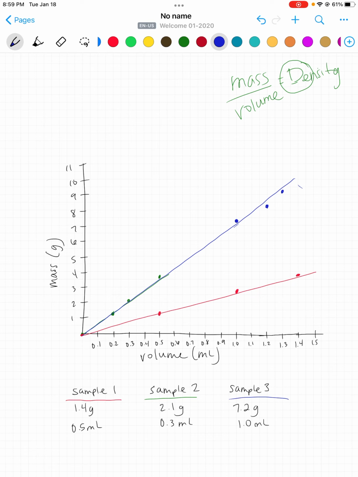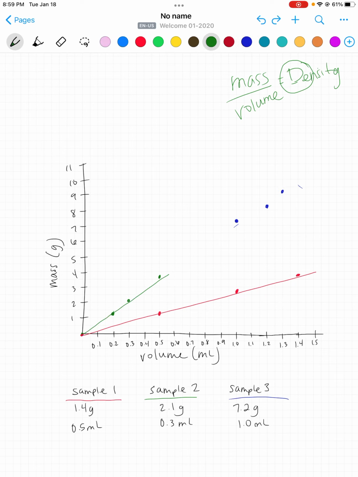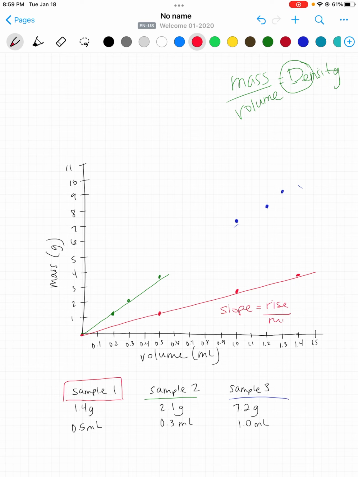So I'm going to take off this blue line real quick. That way we can calculate the slope of my green line so we can see it. Your line may be a little bit different, and that's okay. Let's start with sample 1, the red one. When we calculate slope, we know that slope is just rise over run.